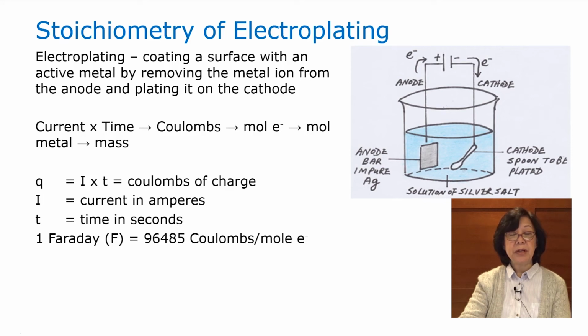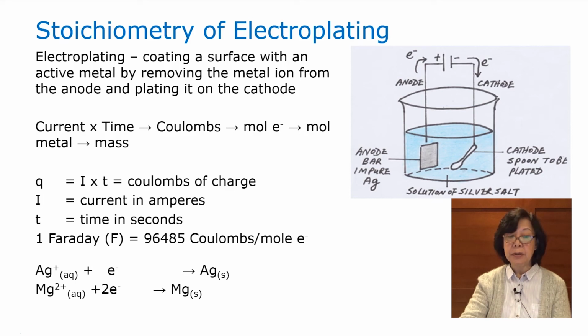As we know, the Faraday's constant states that 1 mole of electron contains 96,485 coulomb of charges. And then we look at this mole relationship. To reduce silver ion, we need 1 mole of electron. To reduce 2 moles of magnesium ion, we require 2 moles of electrons. And to reduce 3 moles of aluminum ion, 3 moles of electrons will be required. So look at this mole relationship.